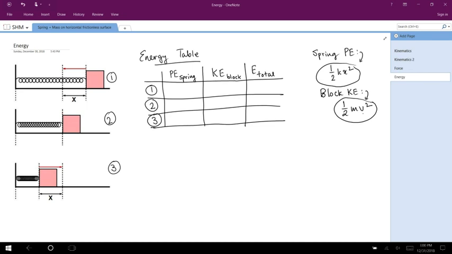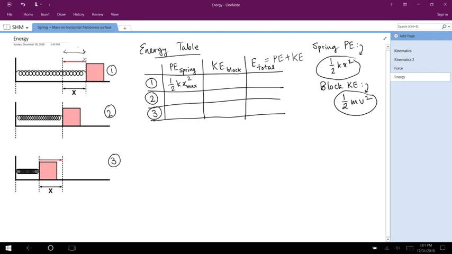I have already drawn the structure for the energy table. There's P spring, there's Ke block, and the total energy. This total energy is going to be the sum total of P and Ke. In scenario 1, the potential energy of the spring is 1/2 k times x max squared, because the initial displacement of the block is just x max, the maximum value that x takes. We know that the block is at rest, so the kinetic energy must be 0, and the total energy is the sum total of these two quantities, so we get 1/2 k times x max squared.